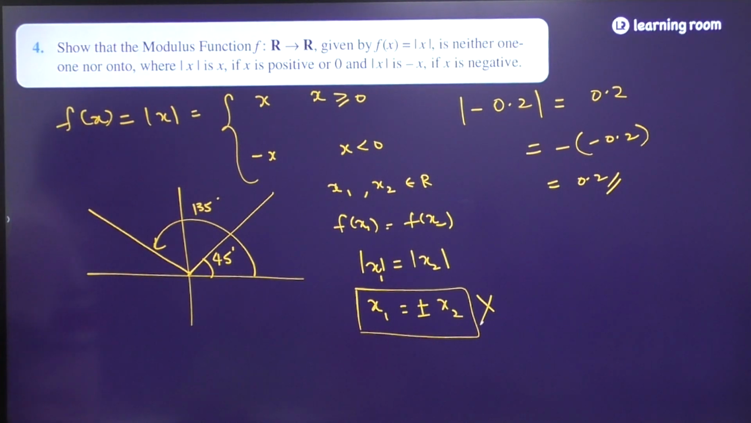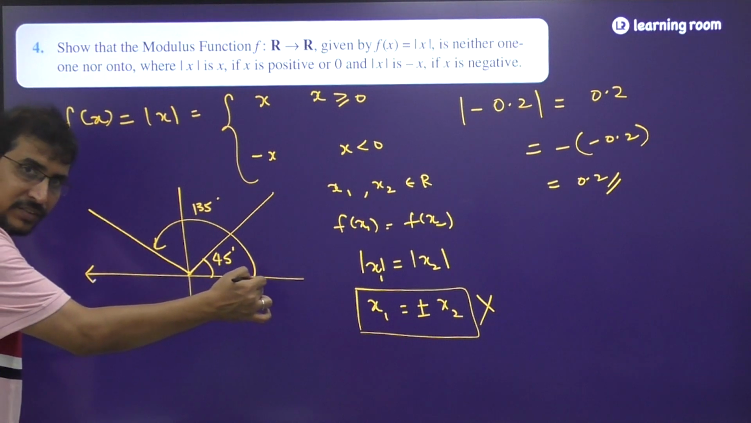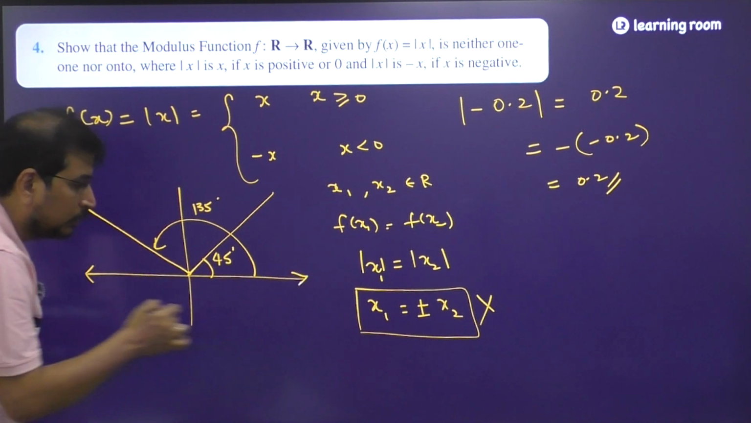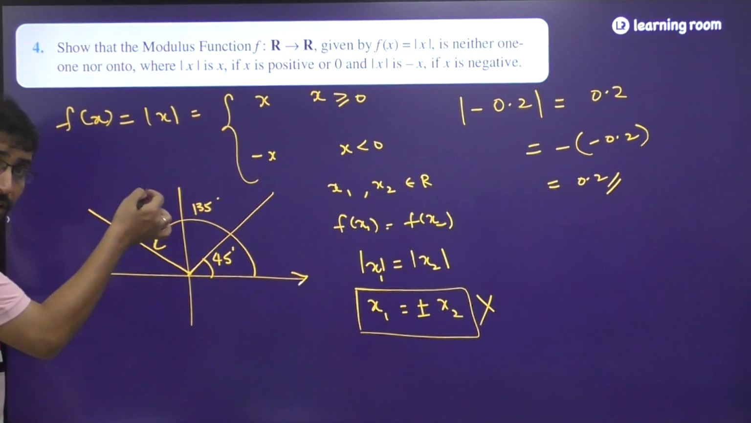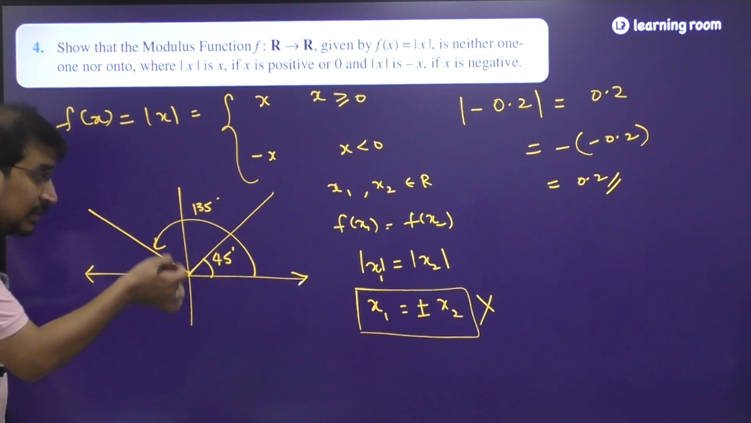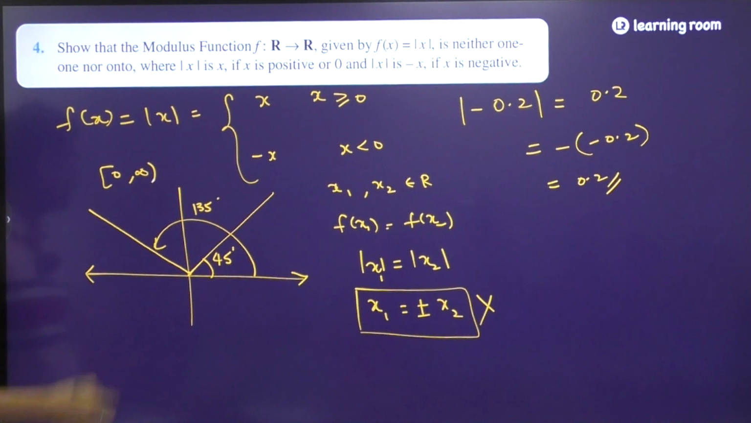What about an onto function? If you look at the graph itself, you can see the function is mapped from real numbers to real numbers. The domain is minus infinity to plus infinity, meaning the x values it takes. But what is the range? Range is actually 0 to infinity. Is the range equal to the codomain? No. Hence, it's not an onto function.